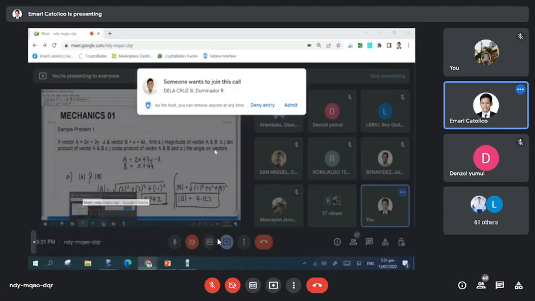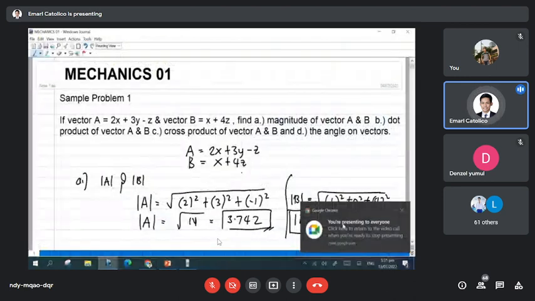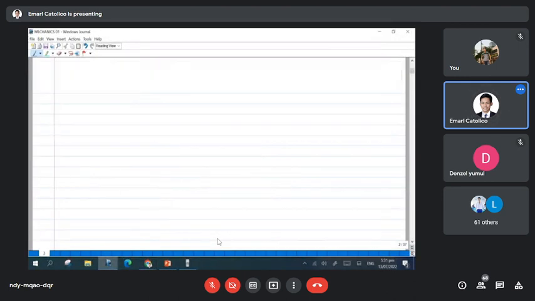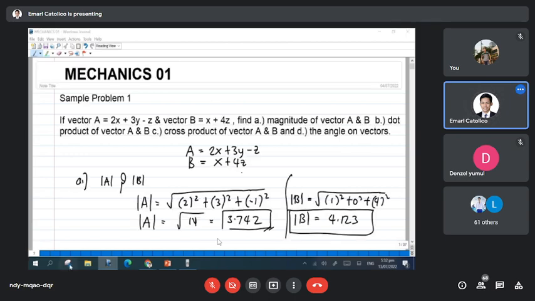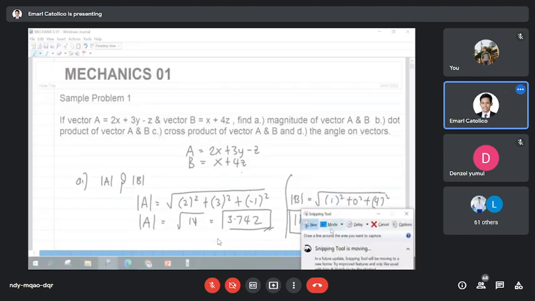Okay. So, doon na tayo sa letter P. The dot product of vector A and B. So, ang dot product daw ng vector A and B. Okay. Kapag dot product, madali lang. So, copy lang natin to. Copy ko lang to.